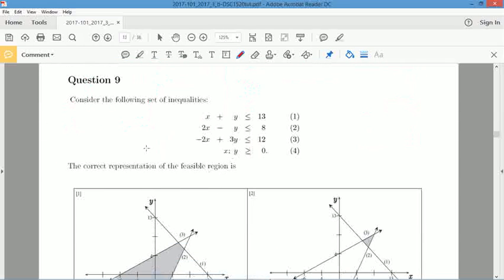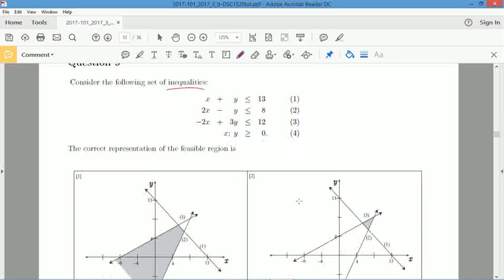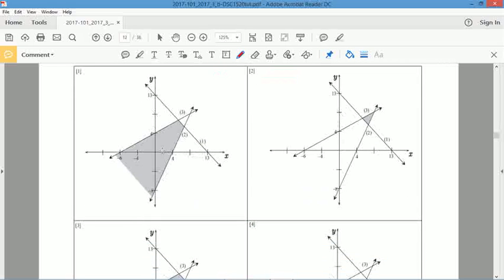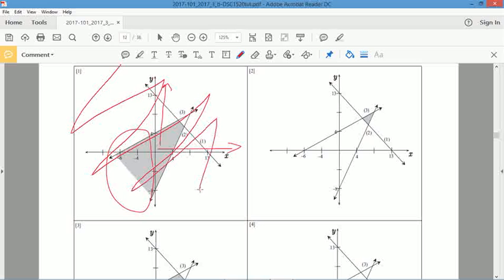Question 19. Consider the following set of inequalities. Okay, so here you've been given 1, 2, 3, 4 different inequalities, and we need to look at the correct representation of the feasible region. So where do all those inequalities satisfy in terms of their graphs? The easiest ones you should always look for is this one: x and y must be positive, greater than 0. So x must be greater than 0, so it must be on that side. Y must be greater than 0, so it must be on that side. Here the feasible region is shaded on that side, which is negative, so number 1 is out.